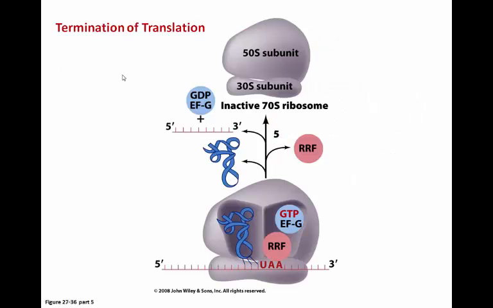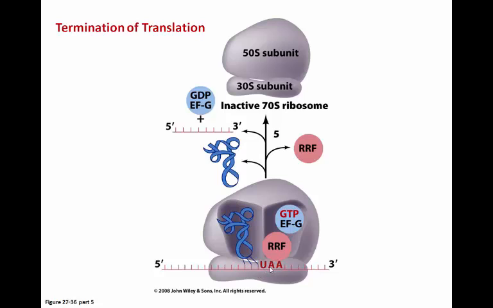Termination of translation. So here's our 30S ribosomal. Here is our 50S ribosomal. Here's our last tRNA. So this structure is more like the three-dimensional structure of a tRNA. Notice how it looks like an L. So when we encounter a stop signal, remember there's three of them.